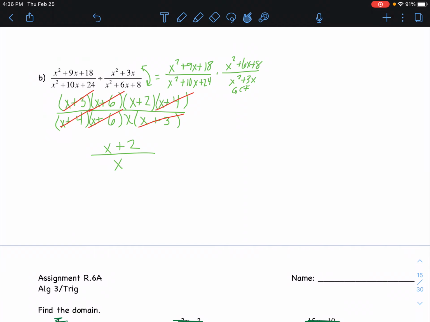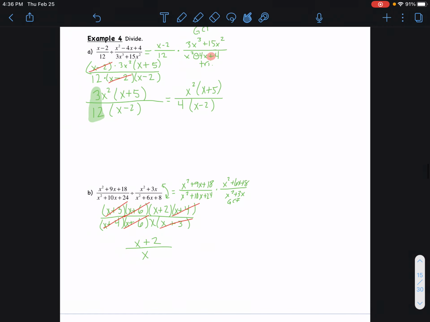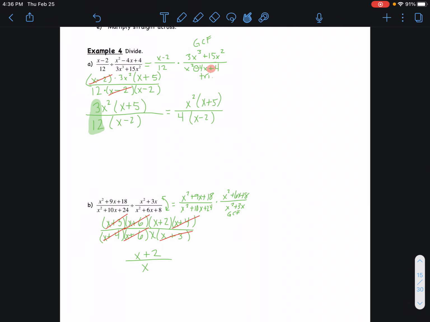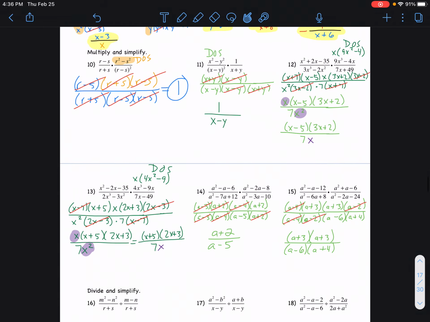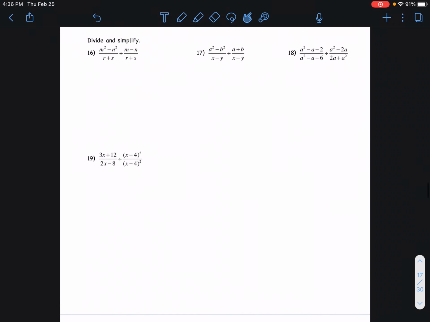Okay, guys, so since you did my lesson yesterday on multiplication, you should be good to go from here. So after showing you how to divide polynomials, or divide rational expressions, you guys should be good to hit up numbers 16 through 19 in assignment R.6A. So remember your steps again. You change to multiplication, you flip the second fraction only upside down, then you factor a bunch and cancel out.